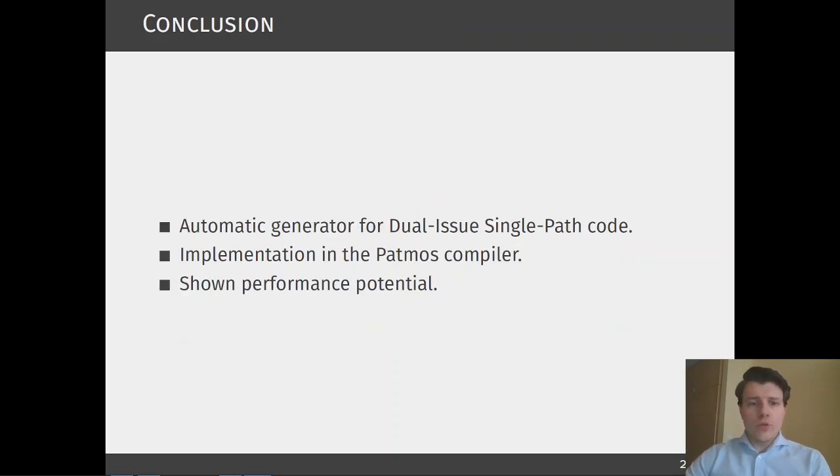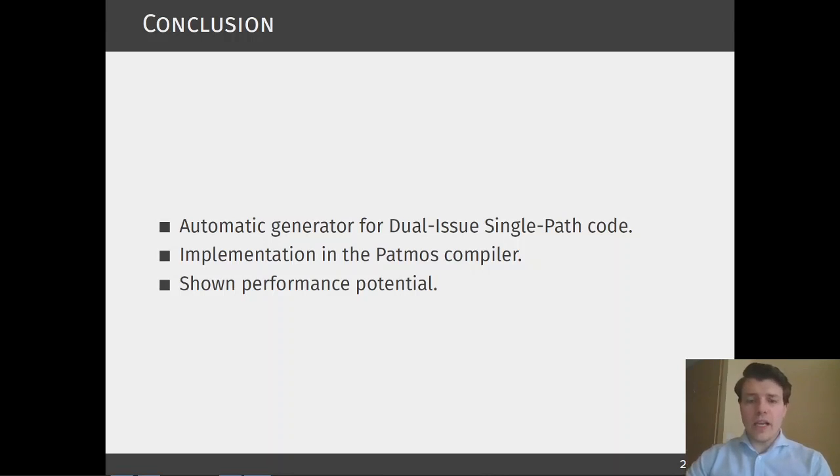So in conclusion, we now have an automatic generator for dual issue single path code, which supports a general bundling algorithm. That means that in the future we can work on finding a better bundling algorithm without having to change too much in the compiler. We have an implementation of this algorithm in the Patmos compiler, and we've shown that there is performance potential to be had from introducing bundling into single path code.